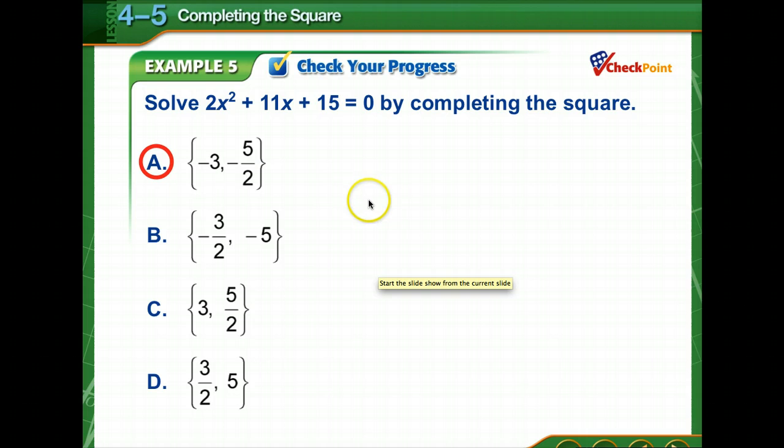We're going to have 121/16 that we're going to add to both sides, so we can write it as a perfect square. x plus 11/4 quantity squared is equal to 1/16. We take the square root of 1/16 as plus or minus 1/4. So we have x plus 11/4 is equal to plus or minus 1/4. So that's how we end up with negative 10/4, which reduces to negative 5 halves, or negative 12/4, which is negative 3.